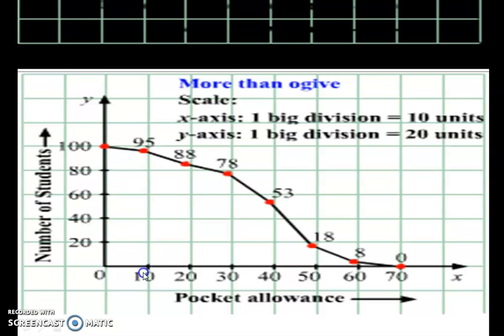In case of more than 0 it was 100. In case of more than 10 it was 95. More than 20 it was 88. More than 30, 78. More than 40 it was 53. More than 50 it was 18. More than 60 it was 8, and more than 70 it was 0. Now we will join these points freehand, and we will get our more than ogive. I hope it is clear.